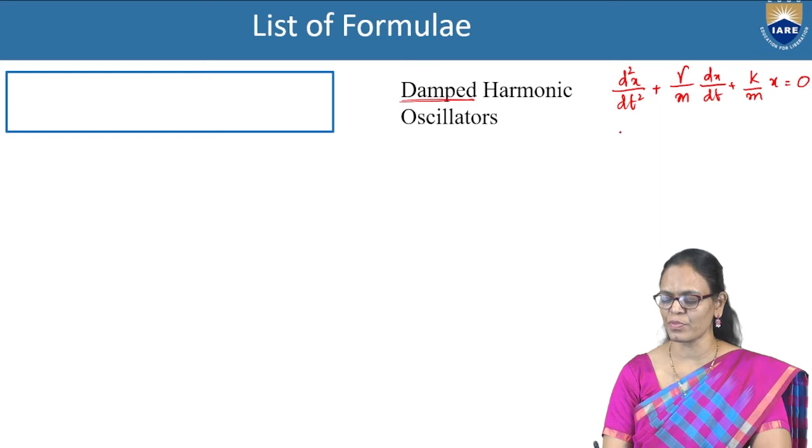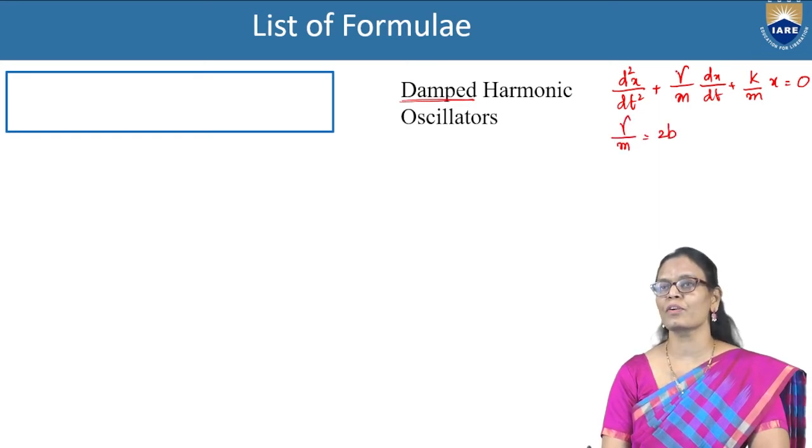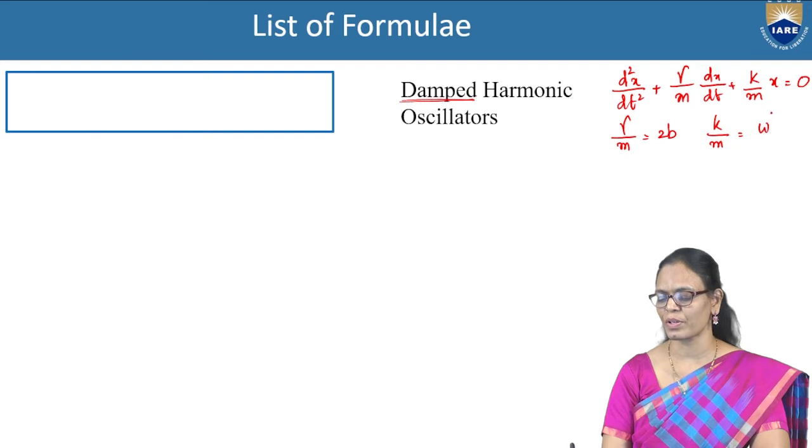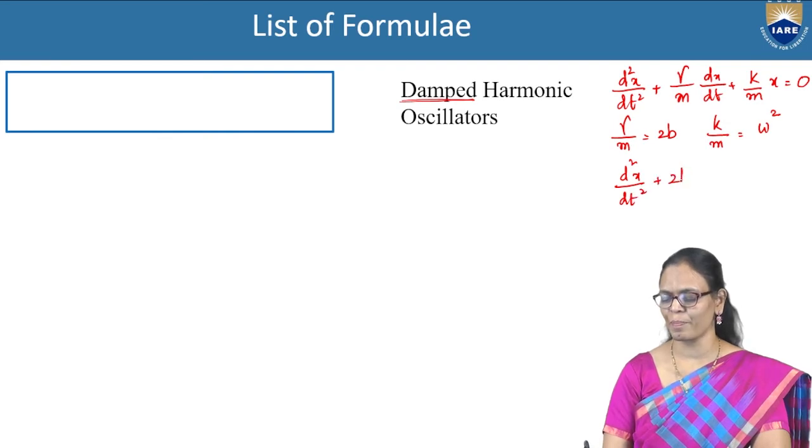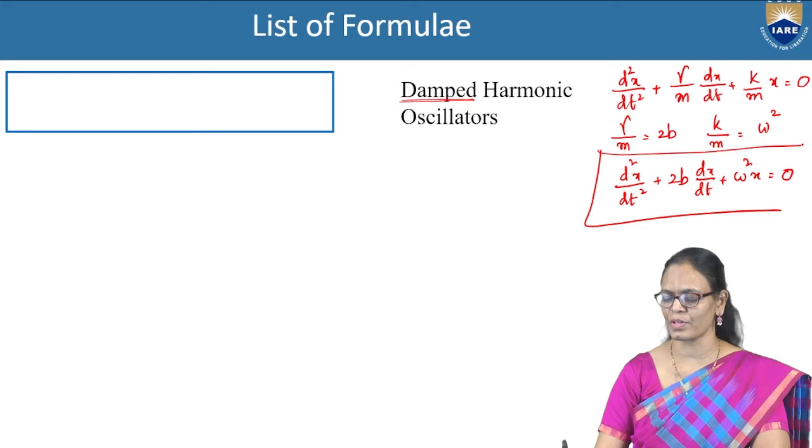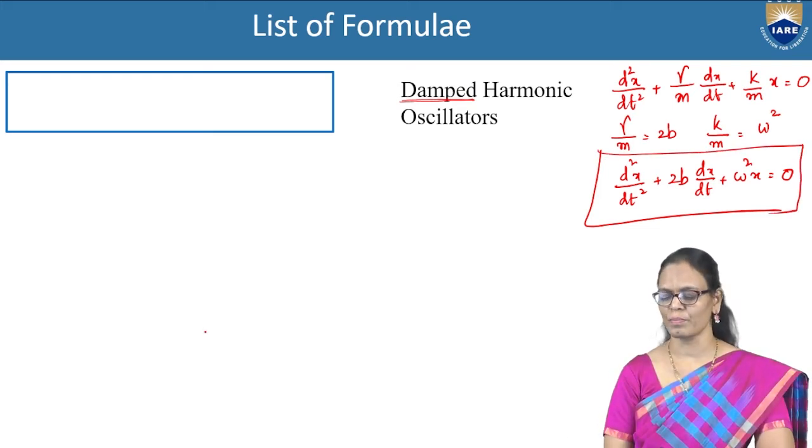What we write for gamma by m is 2b. Instead of two constants, we are going to put a constant 2b. And k by m is given by the square of the angular frequency. So we write it simply as d square x by dt square plus 2b into dx by dt plus omega square x is equal to 0. So this is the expression we are going to consider for damped harmonic oscillators.